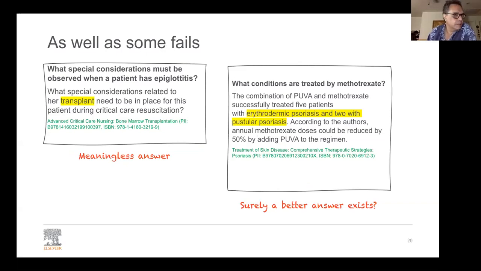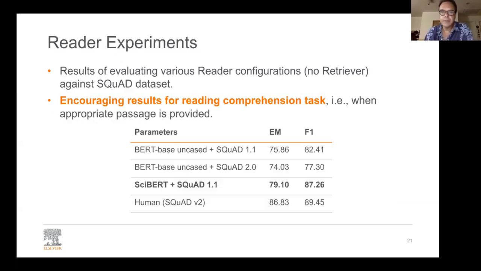But then there are also some bad results. In the first case, as you can see, the answer is quite meaningless. It doesn't answer the question, and the answer makes no sense. In the second case, the answer is correct, but it's probably not the best answer. The question is basically, what conditions does this method treat? So I would have expected a better answer. So again, there are issues here. It's not 100% that it can get.